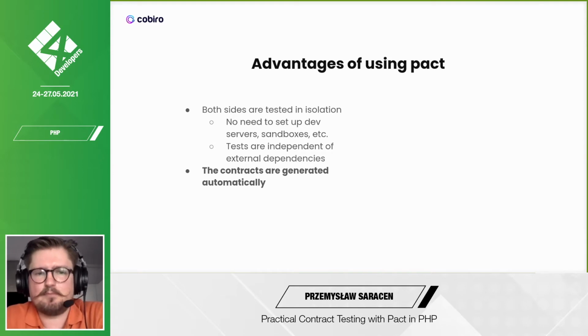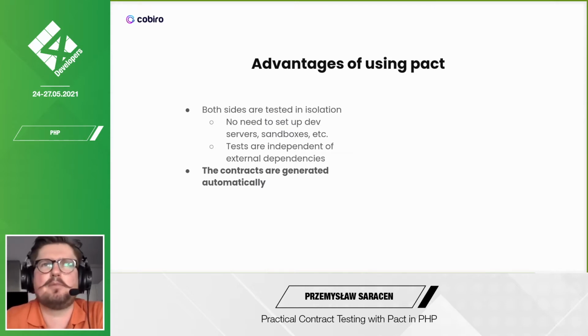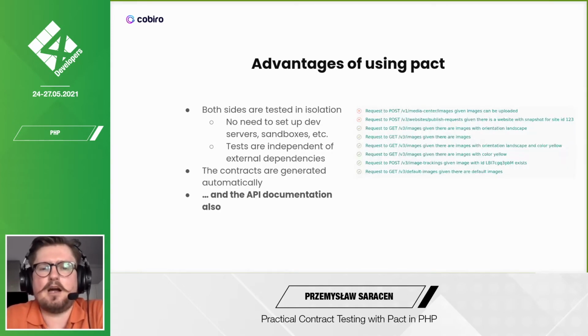Okay. The benefits: the contracts are generated automatically. So when we write our tests, when we write our specifications for the mocks, the contracts are generated automatically. They conform to a standard which is readable and readable by tools. So that's one of the benefits. And also, if we use the Pact broker, the contracts are also used to automatically generate API documentation.